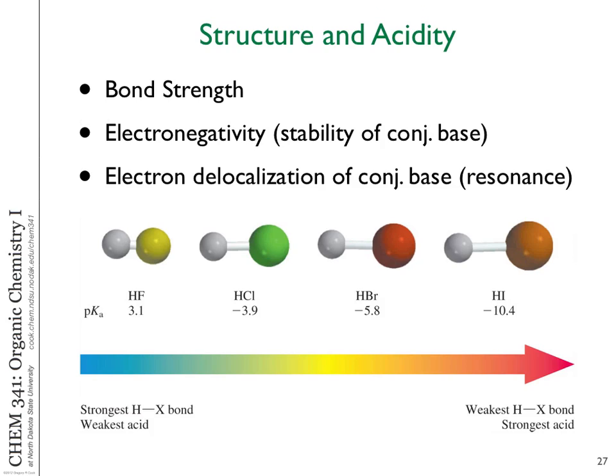Weaker bond, stronger acid. So if you look here, HF, HCl, HBr, HI. When you go from stronger bond to weaker bond, the pKa goes lower and lower, which means the acidity gets higher and higher, the acid strength. So HF, 3.1, all the way to HI, which has a pKa of minus 10. That's quite a bit of difference in acidity. Stronger acid to the right, weaker HX bond.